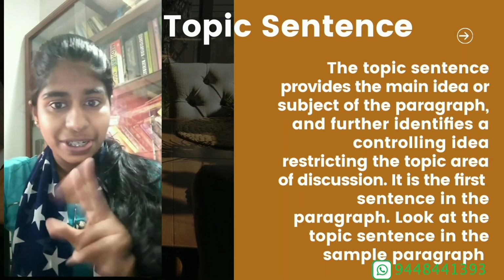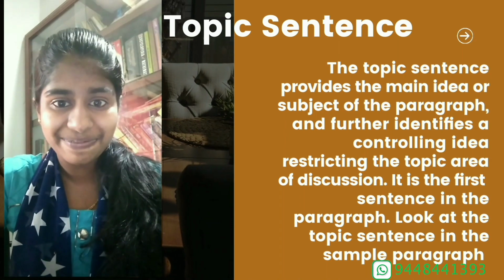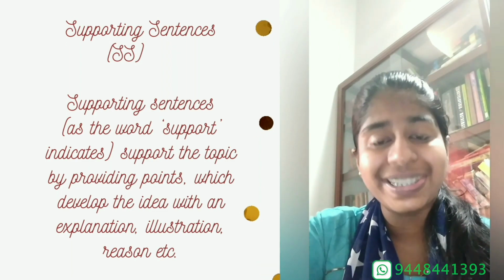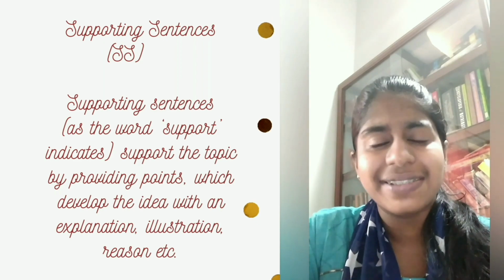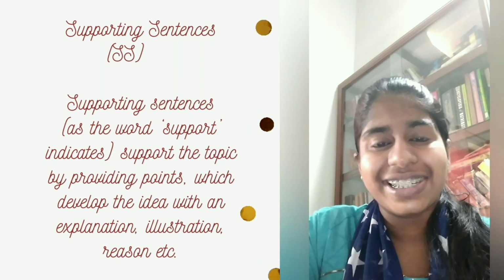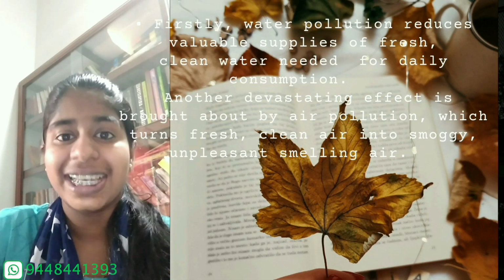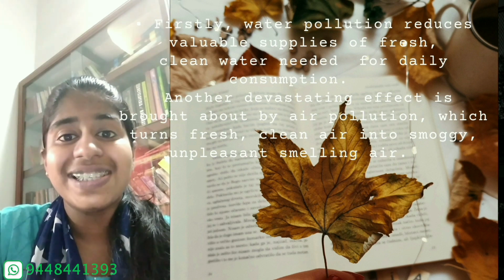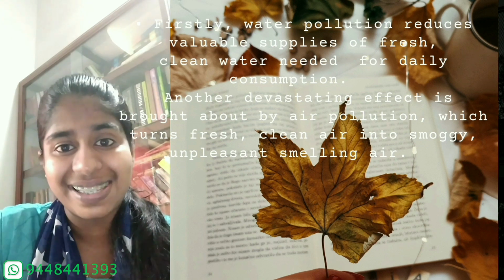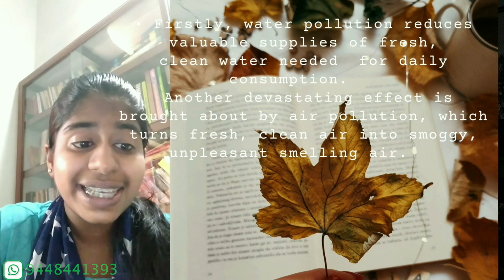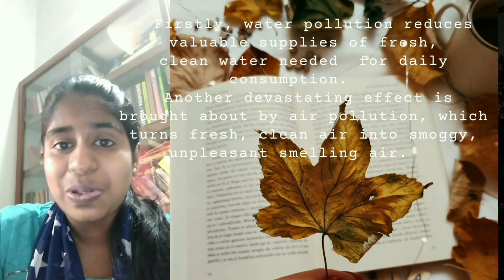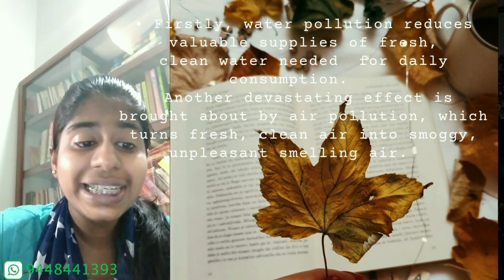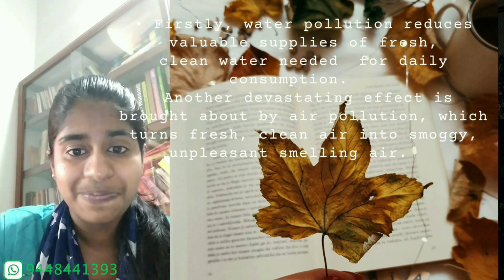Let's move to the second component, that is the supporting sentence. The supporting sentence is a sentence which supports the idea of the topic by giving an example, a reason, a clarification, etc. Usually, the topic sentence will be followed by supporting sentences and the supporting sentences will be followed by developing sentences. In this paragraph, the second sentence talks about water pollution. Firstly, water pollution reduces valuable supplies of fresh, clean water needed for daily consumption.